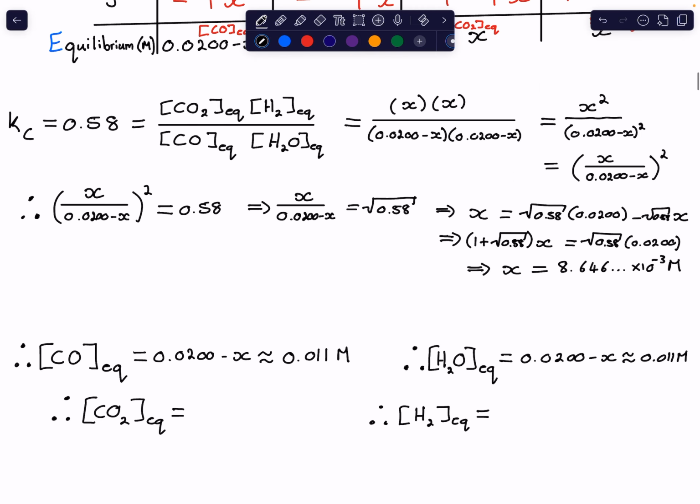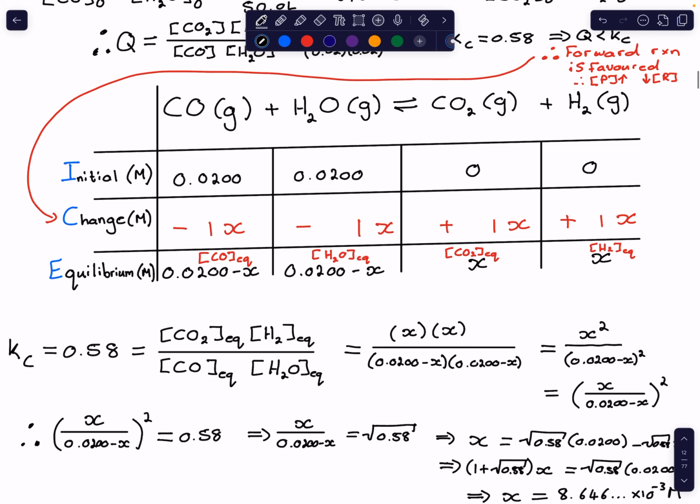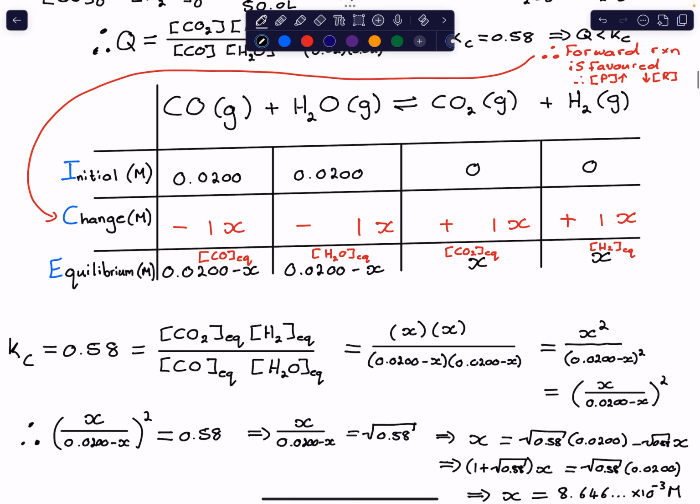CO2 is just equal to x. So in other words, we can round the x value, and I get 8.6 times 10 to the negative 3 molar. Same with hydrogen, it's just equal to x, and you can round it to 8.6 times 10 to the negative 3 molar.